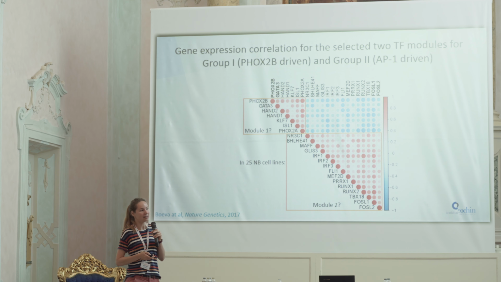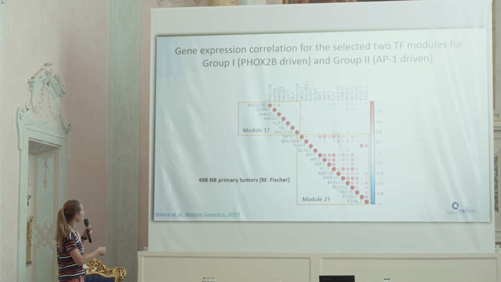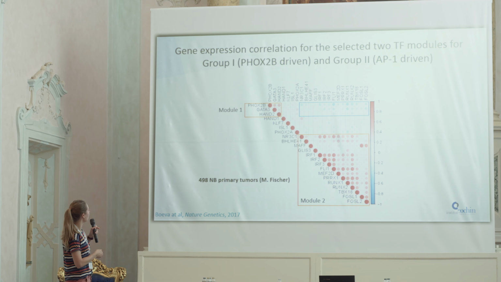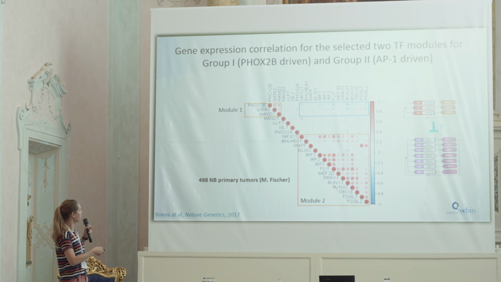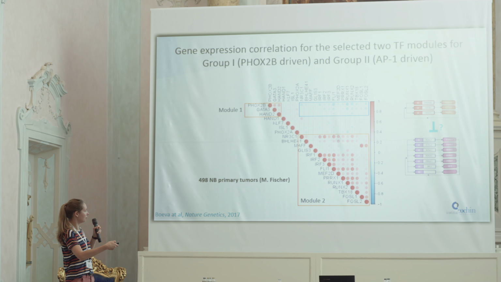And fortunately, we had a data set for 500 neuroblastoma tumors, and we computed correlations on these tumors. And it was not as black and white. So for module 2, we see very high correlations, but for module 1, it was not as obvious. So we narrowed down our module 1. So we say module 1 is PHOX2B, GATA3, and HAND2, and these genes are anti-correlated to these genes. So we propose that there are 2 modules, and it's either one module which is on or the other.